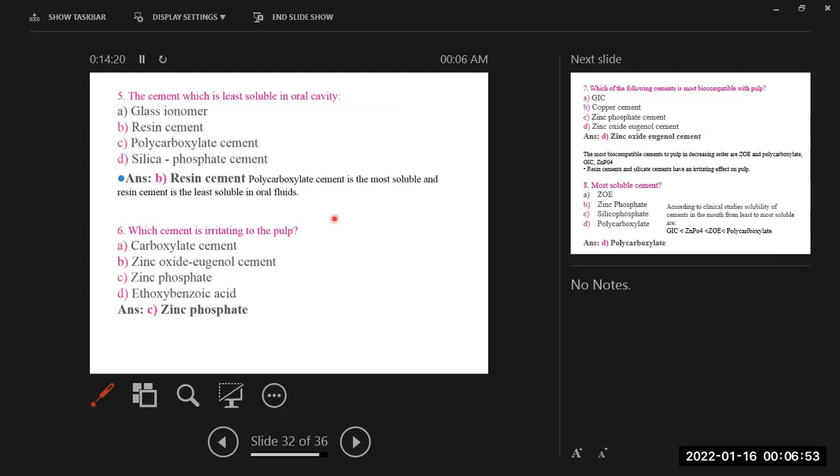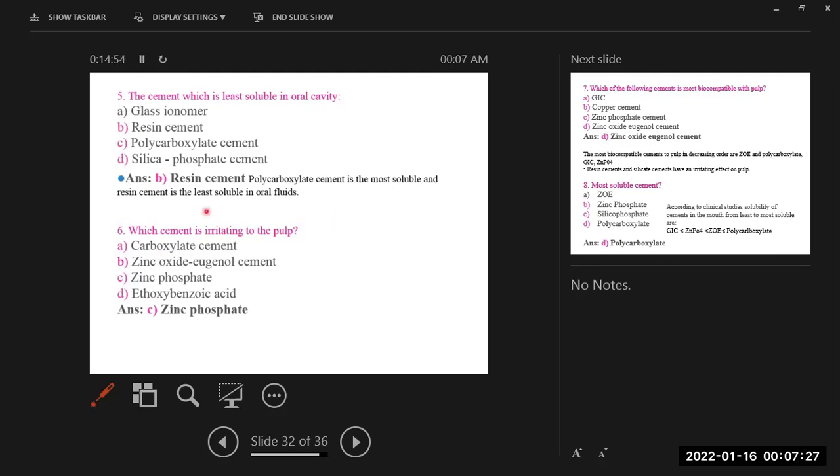And then the cement which is least soluble in the oral cavity. Okay. The answer is resin cement. Okay. So resin cement does not get soluble in the oral cavity. So the answer for the fifth question is resin cement. Whereas polycarboxylate cement is the most soluble cement. So when the question is most soluble, your answer would be polycarboxylate. But whereas when the question is least soluble, the answer is glass ionomer cement.